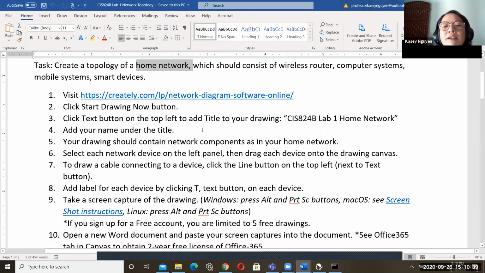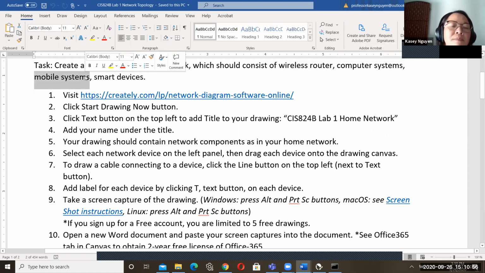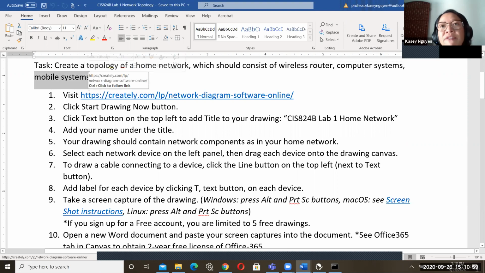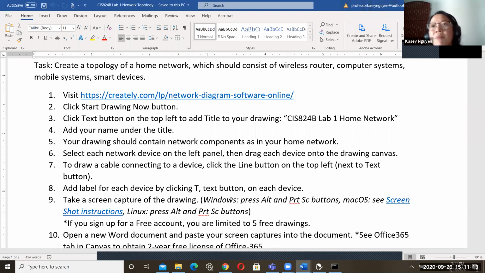I'm going to just do one real quick. Your topology should have a wireless router, some computer systems, right? You can use a laptop, workstation, or desktop there, and then mobile systems, so maybe smartphones and tablets. And if you want, you can throw in some smart devices, okay? Like a TV, and there are a lot of things that we use. I have a refrigerator that's smart, but I'm not connecting it to Wi-Fi. So we have a lot of different appliances now that we can do that, okay?